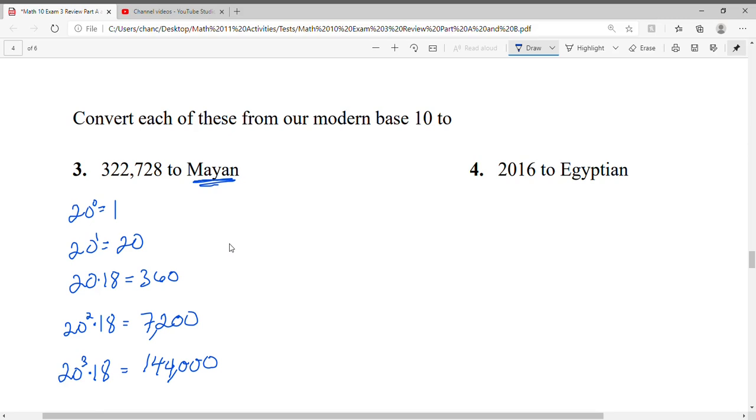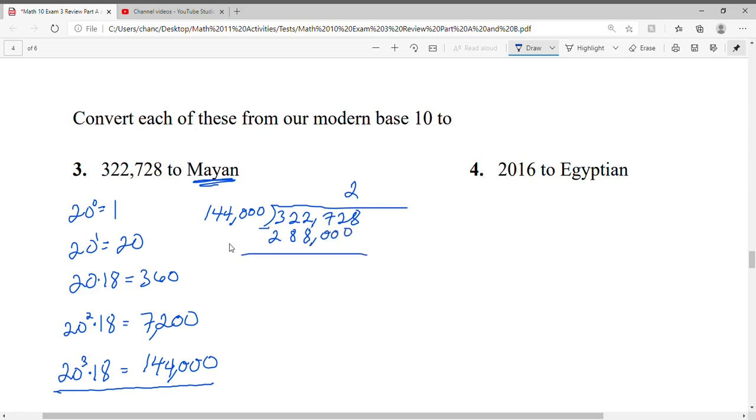So to convert this to Mayan, we'll start with the largest base that goes into 322,728. That's going to be this one. So how many 20 cubed times 18s will actually fit into this number? So we'll have to divide 144,000 into our number. Now, this goes in there approximately 2 times. 2 times 144,000 gives me 288,000. I subtract, I get 34,728.